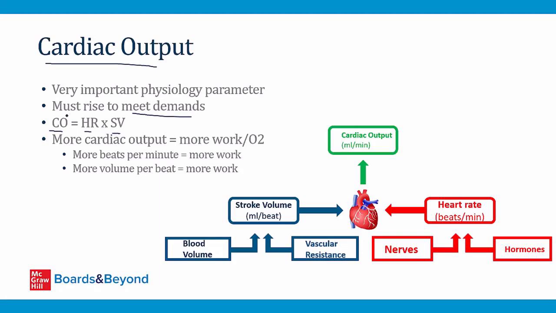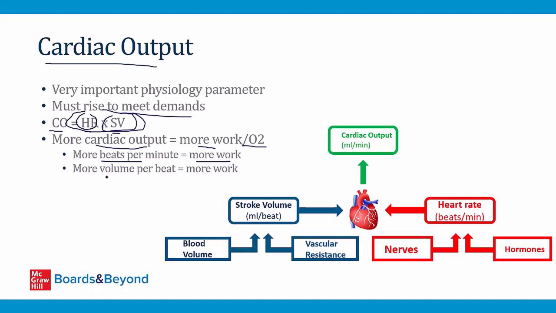So you can change cardiac output either by modifying the heart rate or by modifying the stroke volume, or both. And this is very important when we talk about disease states, especially ischemia and angina, which I talk about in other videos, because more cardiac output means more work is required for the heart to do its job, and therefore more oxygen is required. So if either of these two parameters change, if there are more beats per minute, then that means more work for the heart.